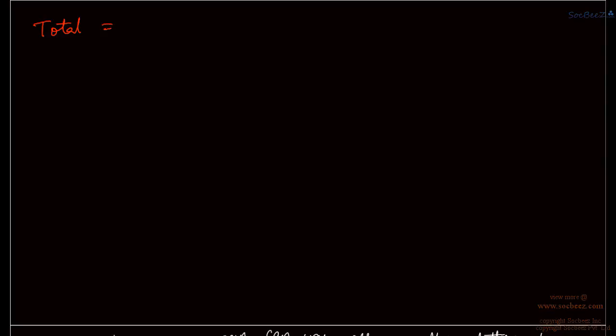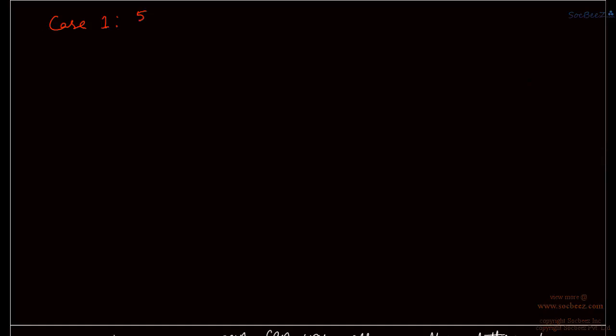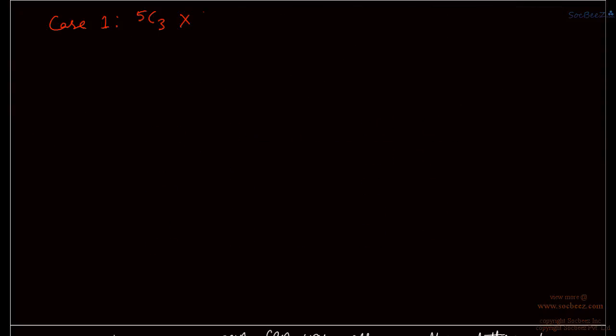Let us look at case by case first. In the first case, we can choose 3 aunts from 5 aunts of the man in 5c3 ways. So that is 5c3, that is 10. And similarly for the wife, we can choose the 3 uncles from 5 in again 5c3 ways. The rule of product gives that the total is 5c3 into 5c3, which is 10 into 10, which is 100.